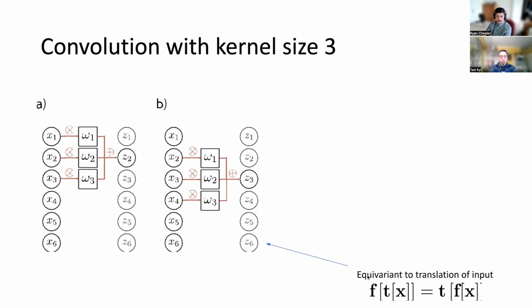So this is saying that it's equivariant to translation. So if you had this set of inputs, X1 through X3, and then you had the same thing, X4 to X6, it would get the same output because these weights are being applied in exactly the same way.